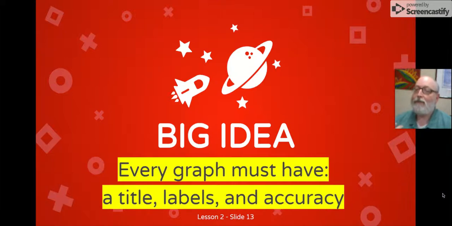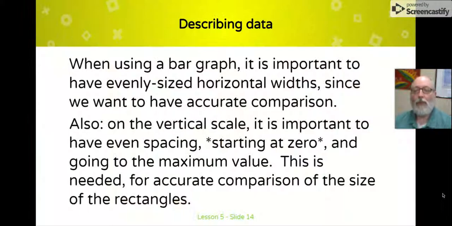Big idea. Every graph must have a title, labels, and accuracy. When using a bar graph, it's important to have evenly sized horizontal widths since we want to have an accurate comparison. Also, on the vertical scale, it's important to have even spacing starting at 0 and going to the maximum value. This is needed for accurate comparison of the size of the rectangles.